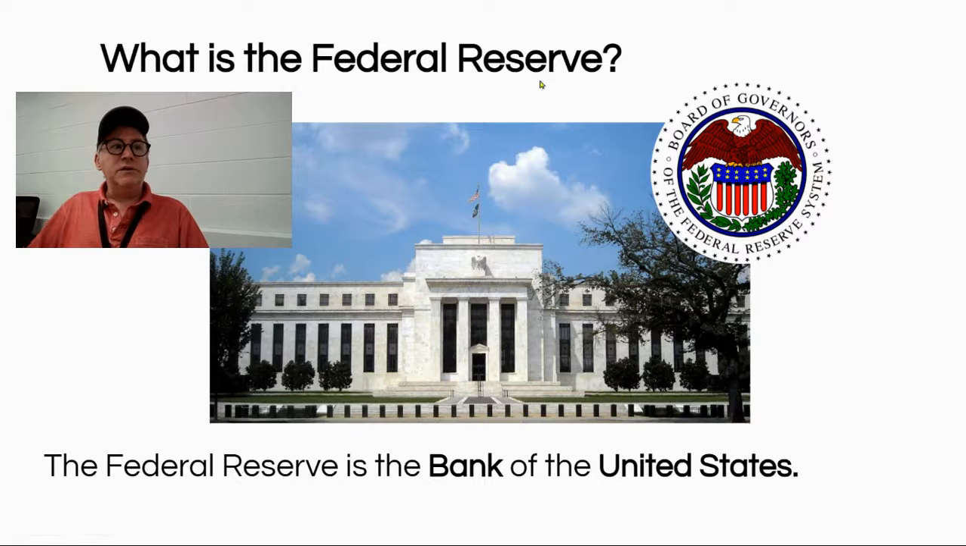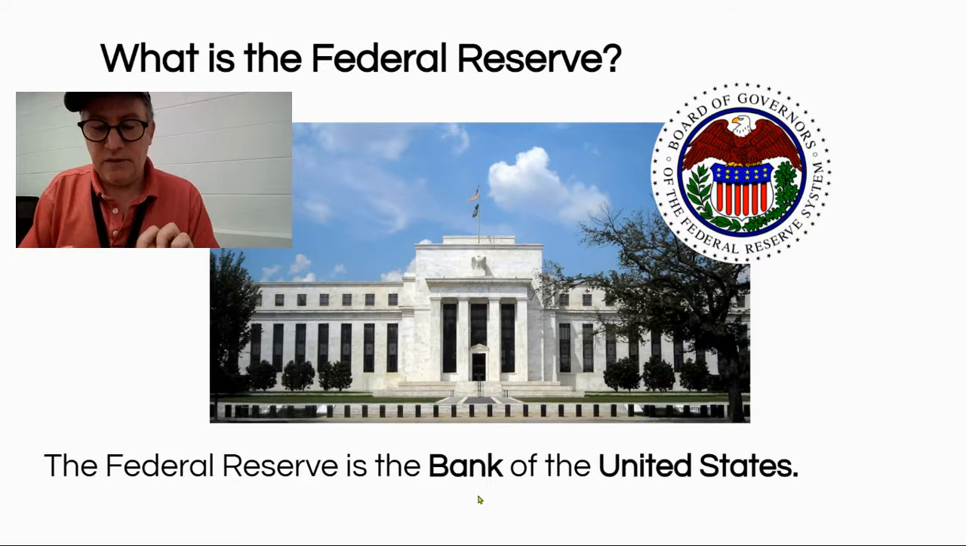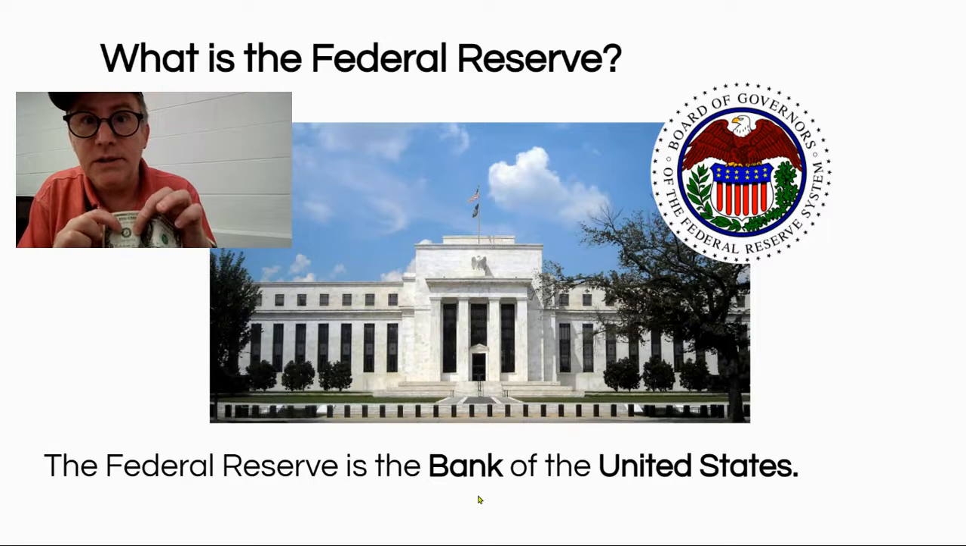What is the Federal Reserve? The Federal Reserve is the Bank of the United States. This is the building in Washington, D.C. There are Federal Reserve banks around the country. They print money. This dollar bill says Federal Reserve Bank of Kansas City, Missouri. Take out a dollar bill or a $5 bill and look and see where it was printed.